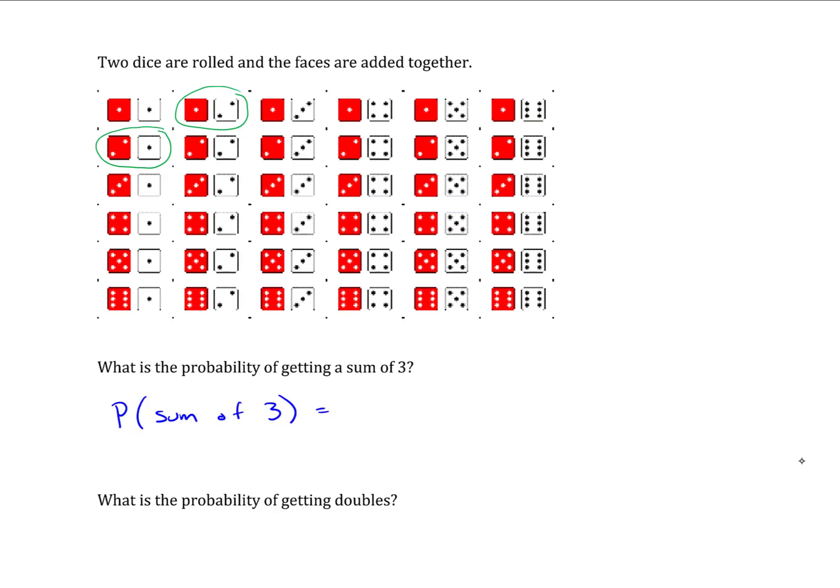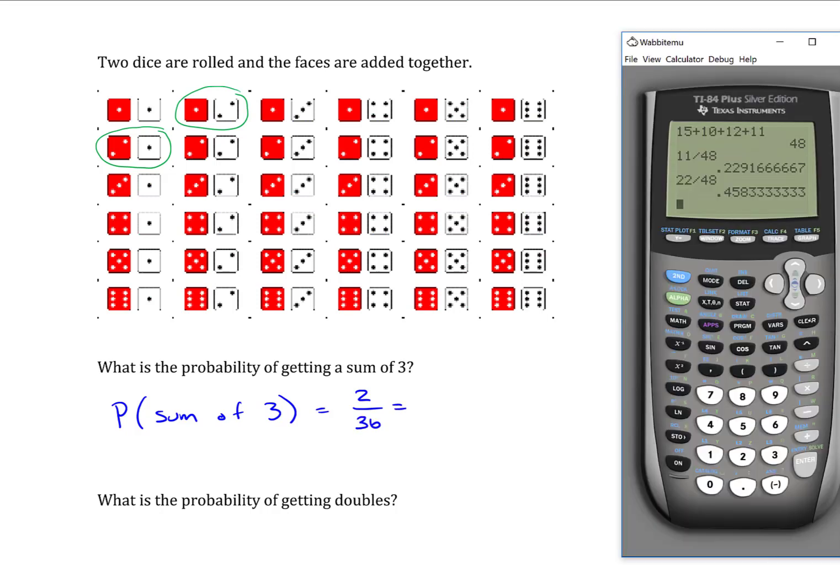But if we go any further, we're only going to get sums that are bigger than 3 or smaller than 3. Those are the only 2 that qualify. So sum of 3, there's 2 possibilities out of 36, like we said. And we can make that a decimal. 2 out of 36 is 0.056.